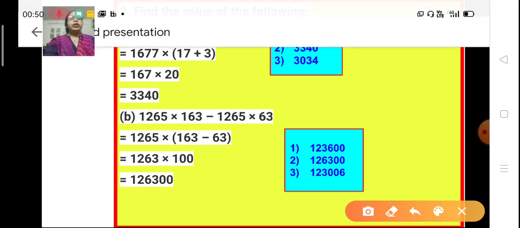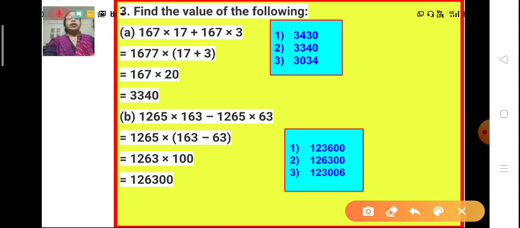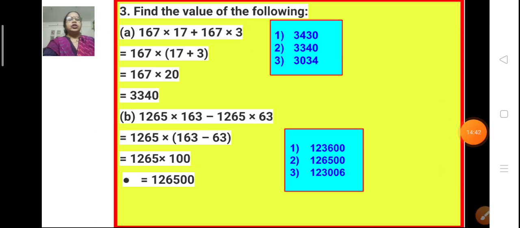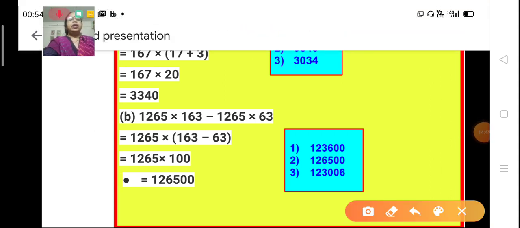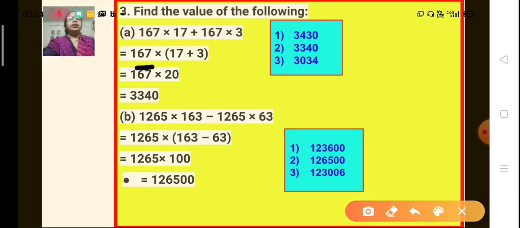So what do we do? Since we can see the number 167 on both sides of the addition sign, we can take 167 as common, and keep inside the bracket 17 plus 3. 17 plus 3 is very easy to add, we get 20 here, so we get a number with a 0 also, isn't it? And now it is very easy to multiply 167 by 20. We multiply 167 by 2 and put 0 at the ones place.